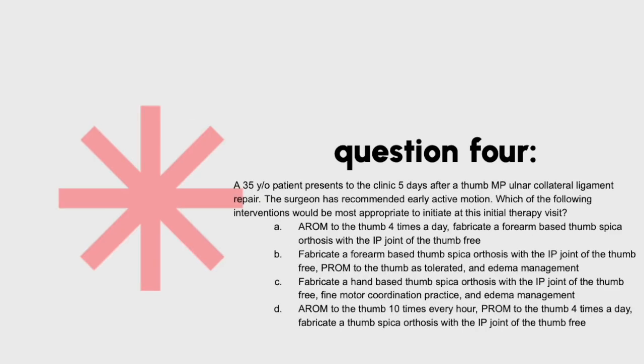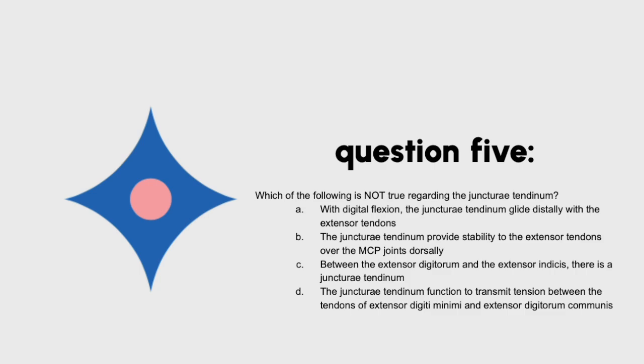The correct answer here is A. You're likely going to start with active range of motion as well as a protective orthosis between exercises. It's probably a little too early for passive range of motion, though you could talk with your surgeon about possibly active assistive, and then you would want to focus on edema management, active range of motion, pain management and protection of the repair.